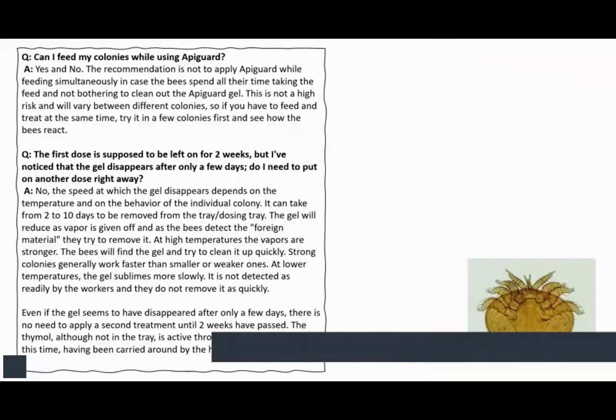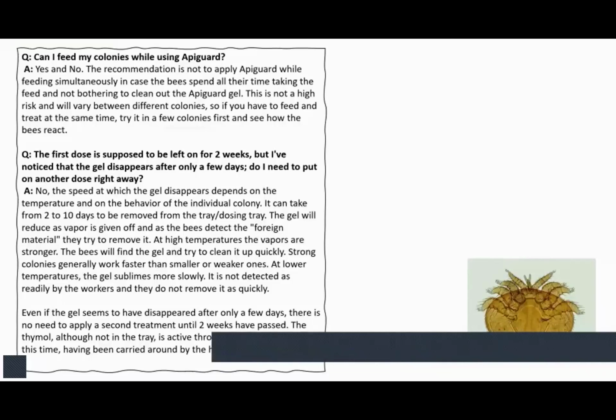And we kind of went over that. This is not a high risk and will vary between different colonies. So some will go to both of them, and some will only go to the feed. The first dose is supposed to be left on for 2 weeks, but I've noticed that the gel disappears after only a few days. Do I need to put on another dose right away?